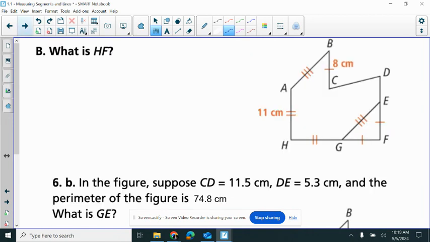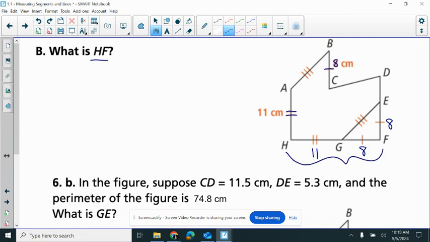All right, so then we could also have congruency marks on segments. So if I have a picture like this, what I'm looking for is if there's one congruency mark, my picture tells me that it means it's 8 centimeters. So that means my other spots where there's one congruency mark is 8 centimeters. If there's two congruency marks, it means there's 11. So that's 11 centimeters. So in this example, what is HF?